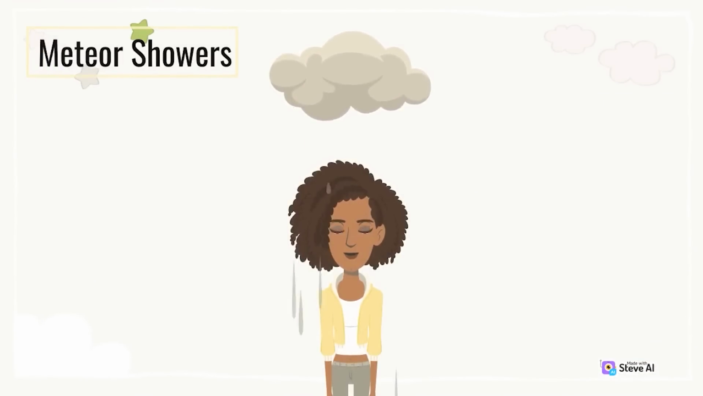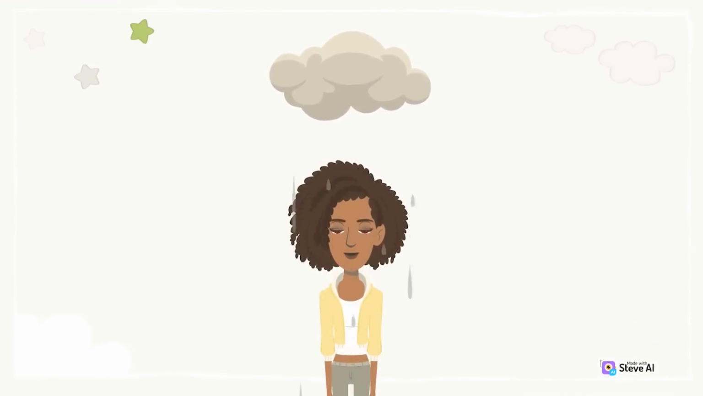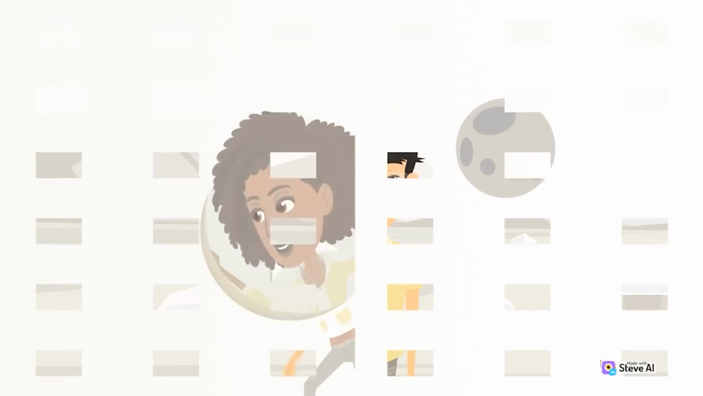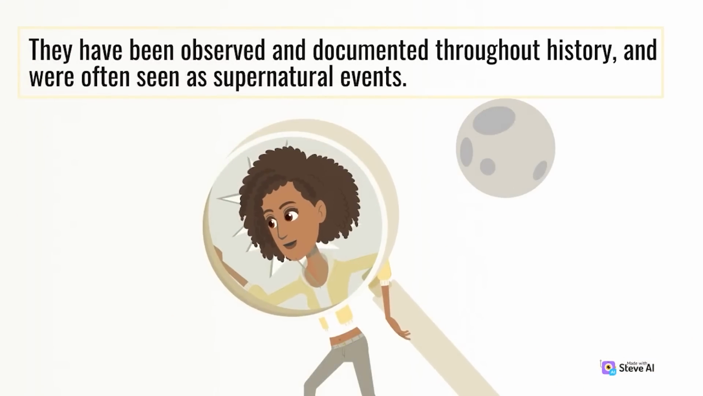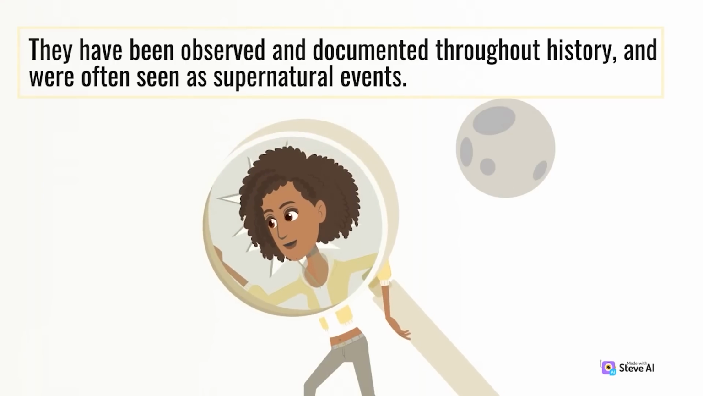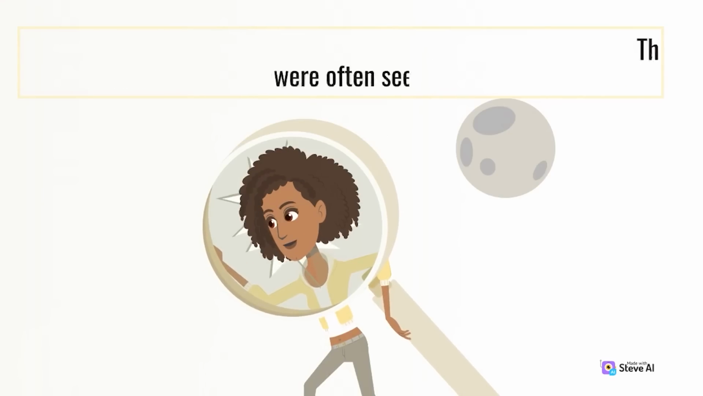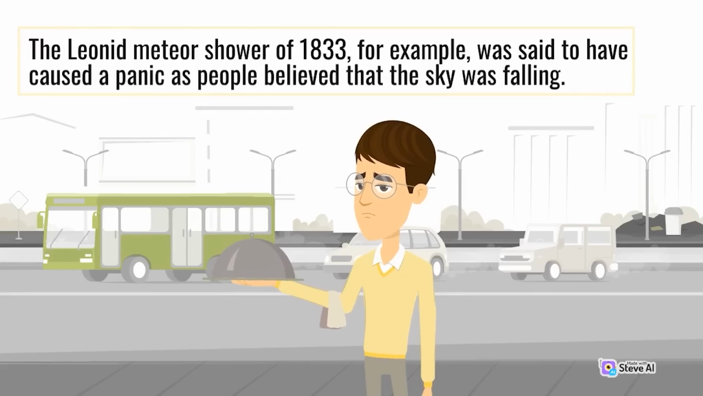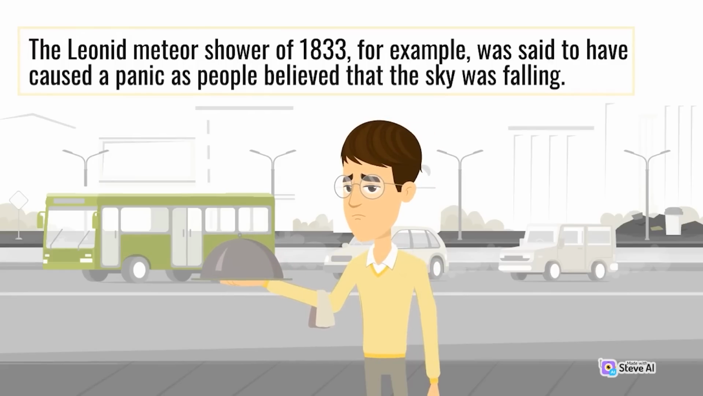Meteor showers. Meteor showers occur when the Earth passes through a trail of debris left behind by a comet or asteroid. They have been observed and documented throughout history, and were often seen as supernatural events. The Leonid meteor shower of 1833, for example, was said to have caused a panic as people believed that the sky was falling.